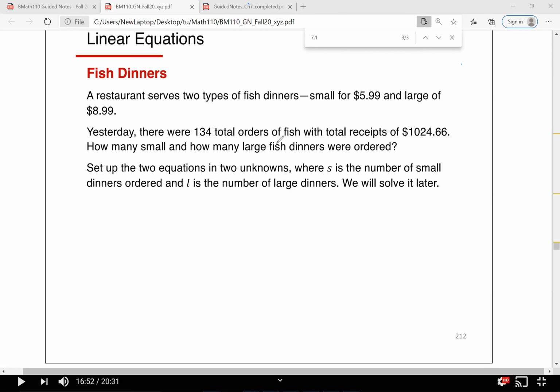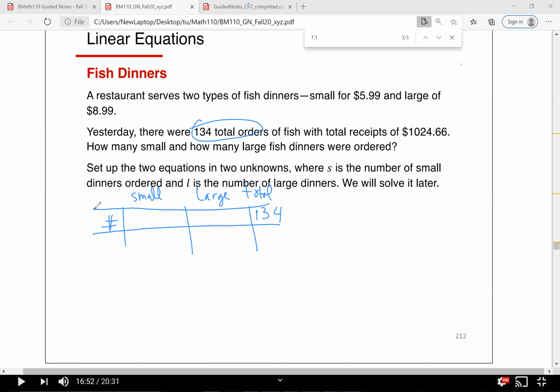Okay, so we did have one talking about the total orders. So let's say the first column talks about the number of orders. You know that the total number of orders is going to be 134. And then let's say here's small and here's large. Okay, now it's better. So for the small one, the number of small ones is S, and the number of large ones is L.